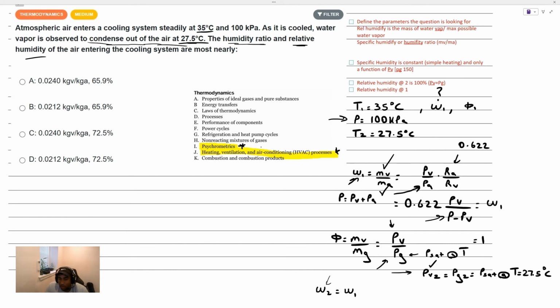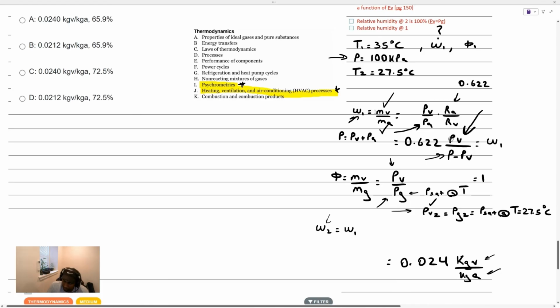Okay, so if omega is constant during the process, we know omega is only a function of the partial pressure of the water vapor. The total pressure is unchanged. So that means that we have constant omega. That means PV1 is equal to PV2. Let's go ahead and write that down.